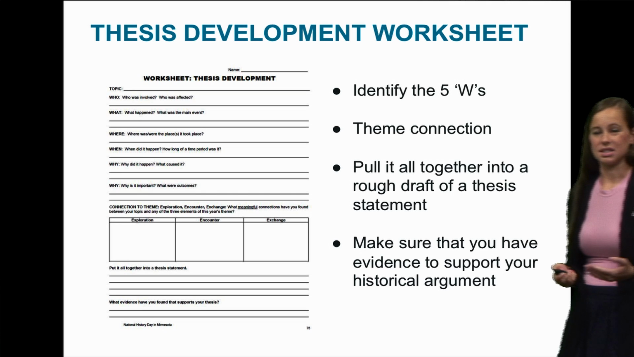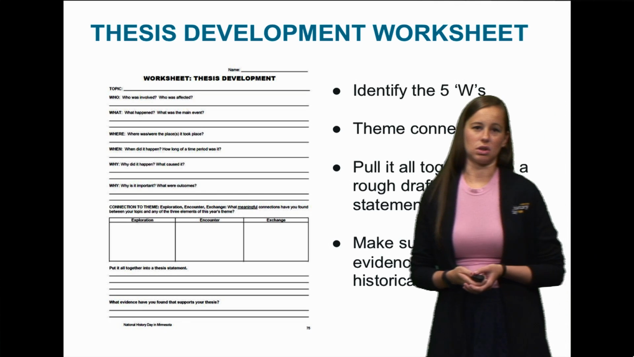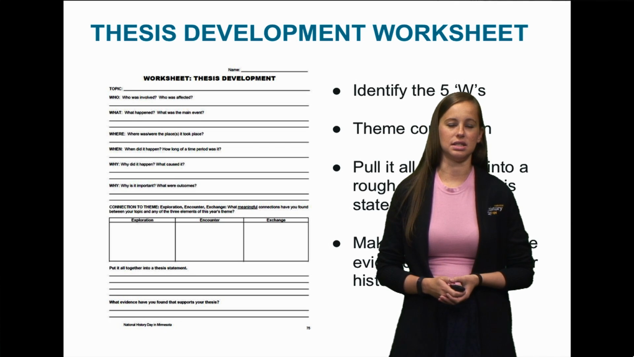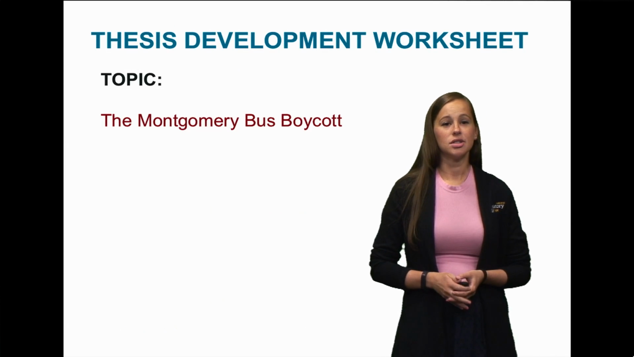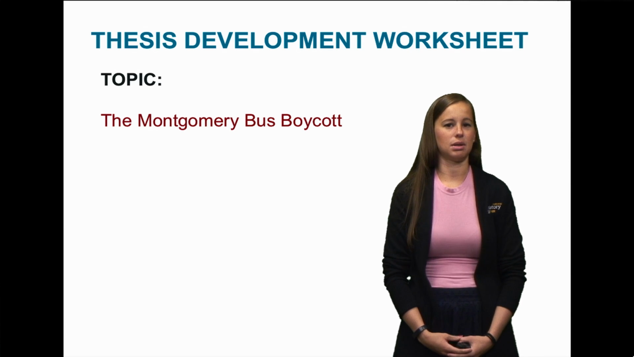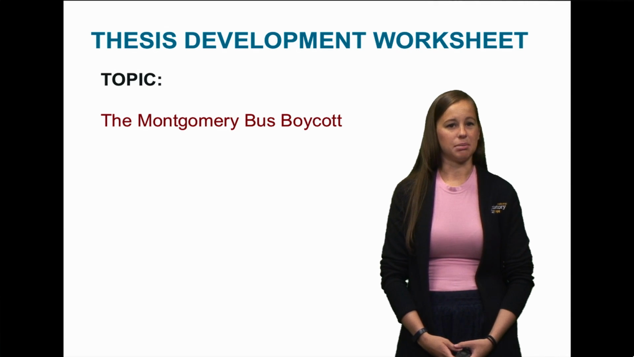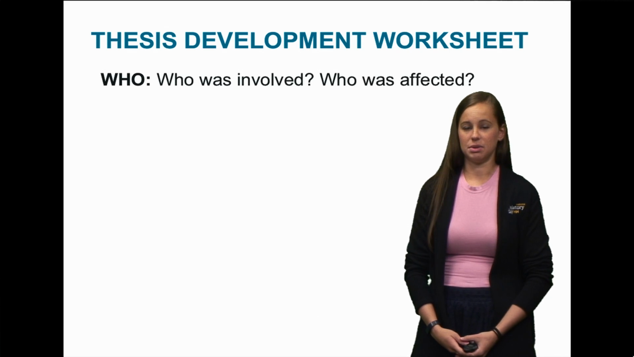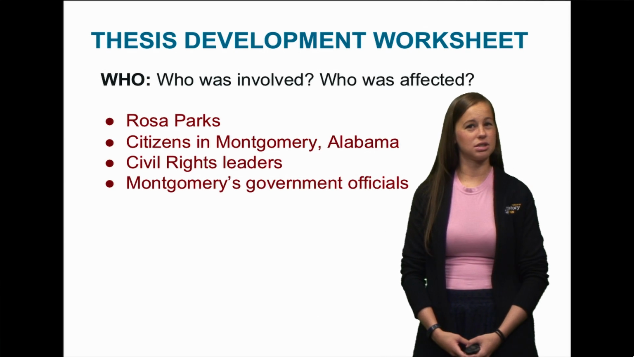But then we also ask them for the evidence to support that historical argument so that students are held liable for what they're actually saying in the thesis they create. So if we were to walk through this thesis statement using Rosa Parks, our topic is going to be the Montgomery bus boycott. We want to know who was involved, who was affected, and for this one it's pretty straightforward.